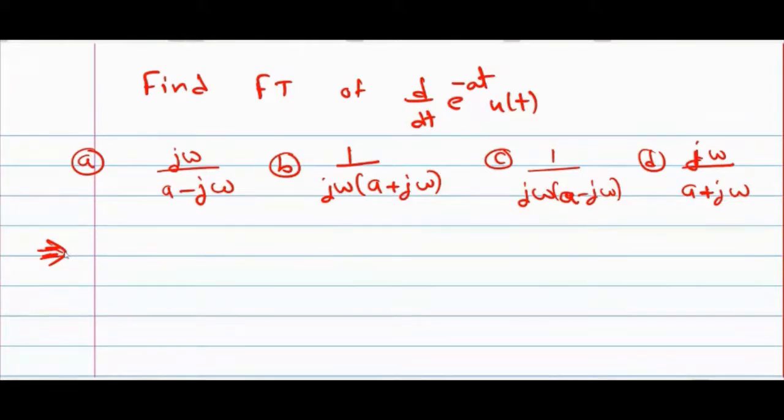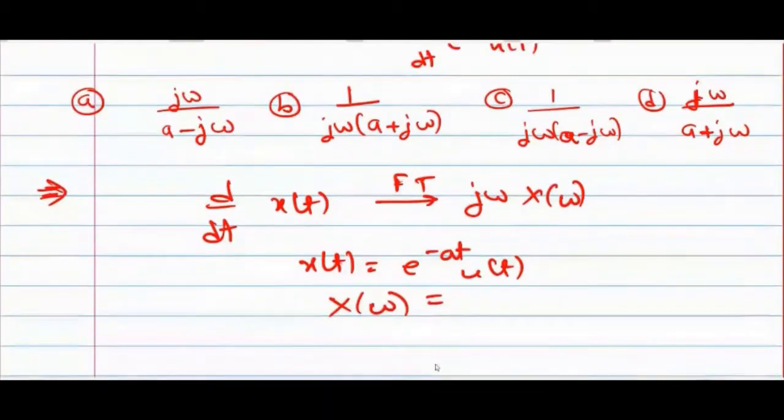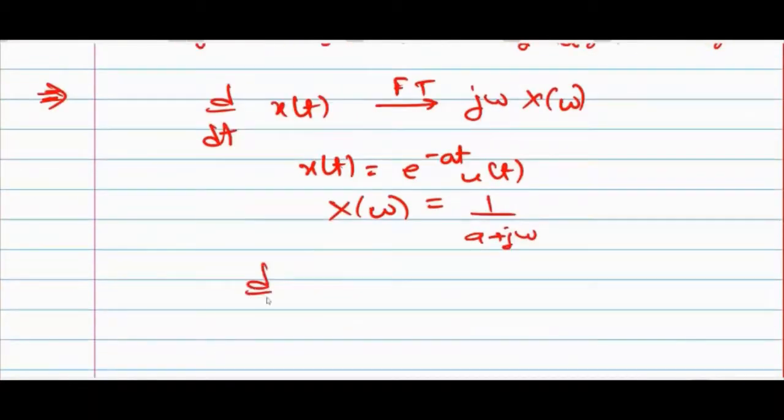Yes. So we have seen that d by dt x of t has Fourier transform j omega X of omega. Here x of t is e raised to minus at u of t. X of omega, the Fourier transform of e raised to minus at u of t, is 1 upon a plus j omega. So use this property. The answer is that the Fourier transform of d by dt x of t is j omega divided by a plus j omega. This is the answer.